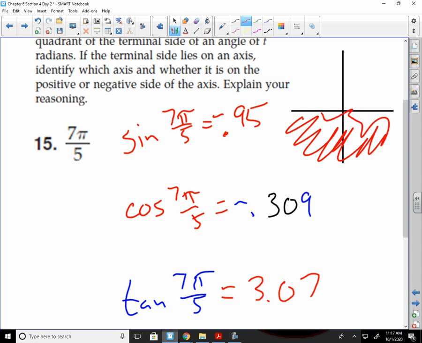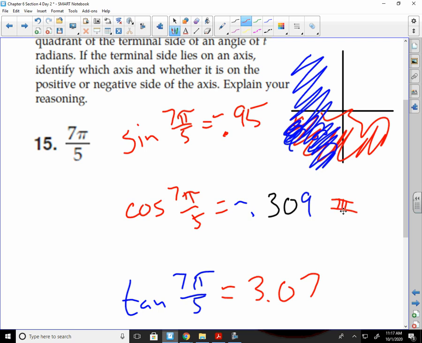So it's got to be somewhere down here, not up here. There's got to be something that's down here based on the sine. My cosine says it's negative. Remember, that's all your x values. So the cosine says it's got to be on the left side. Well, it's got to be in the red and it's got to be in the blue. So it's got to be in quadrant 3. Quadrant 3 is the only place where cosine and sine are both negative.